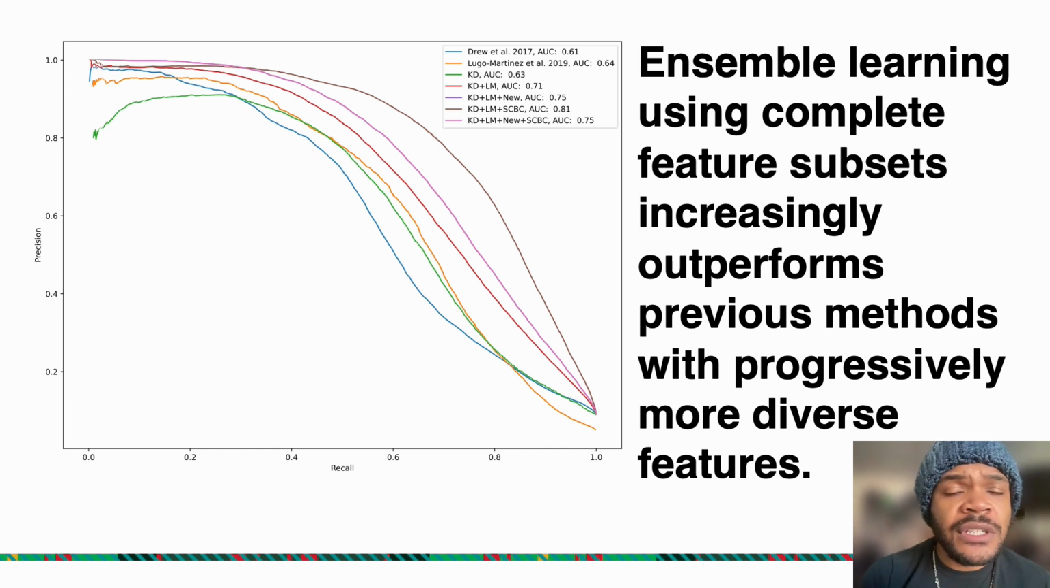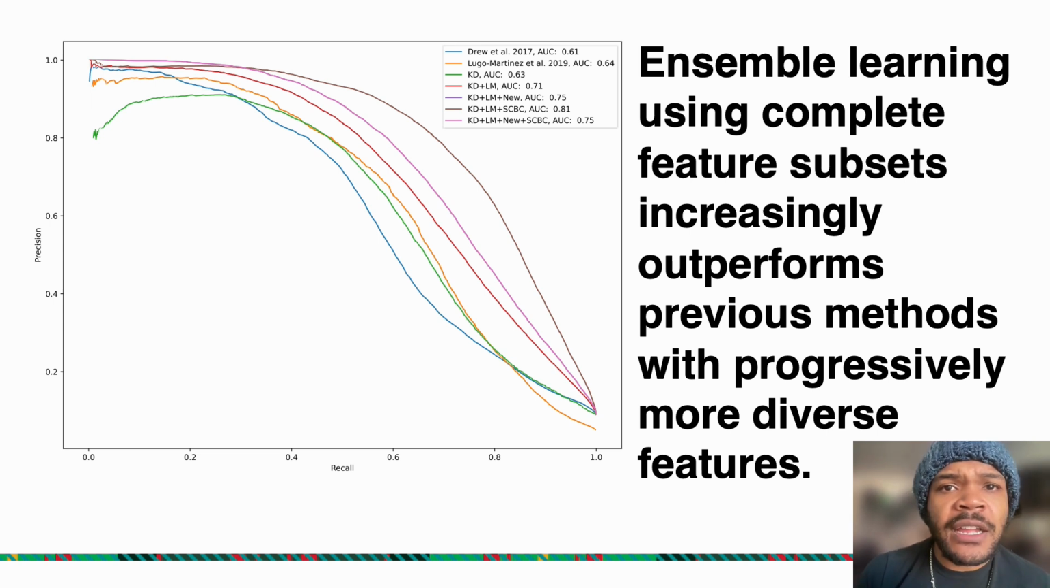The first set of features originated with the Drew study in 2017, and I'm characterizing those features as KD. The second set of features corresponds to Lugo Martinez 2019, and I'm characterizing those sets of features as LM. And then as we move down the legend, we start seeing the features new, which is a group of features that we added for this study, as well as a set of features from subcellular barcode.